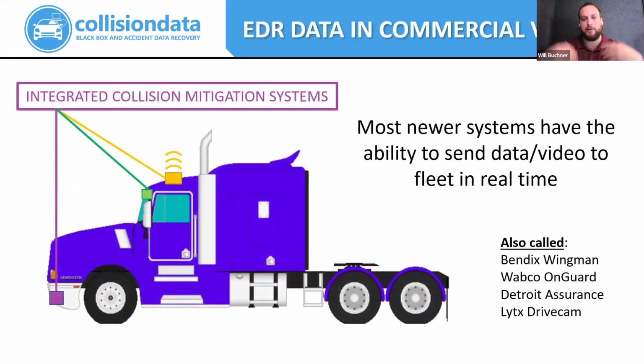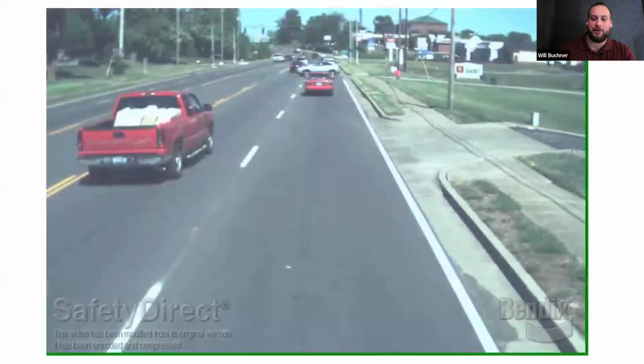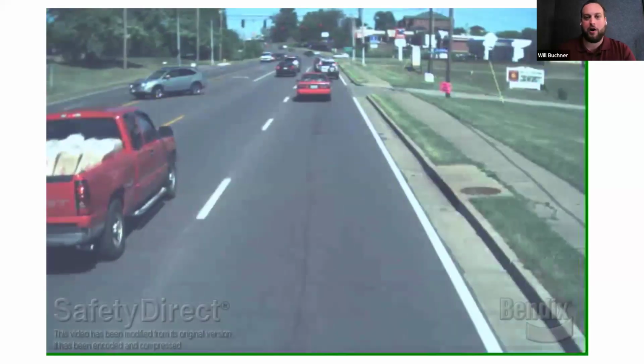And in line with that, there are integrated collision systems, like Detroit's Assurance, that are similar to the Toyota we talked about previously. It will actually record video natively with a natively installed system. There are a good couple of different ones, but it's really interesting. So here's a video that came directly off of the truck.